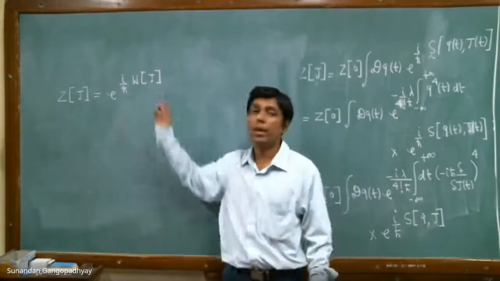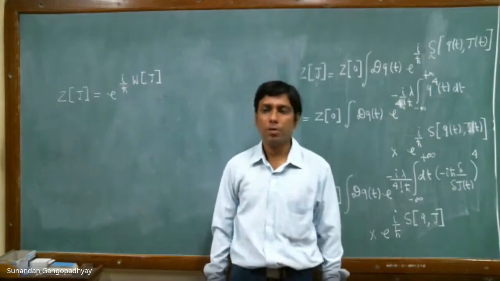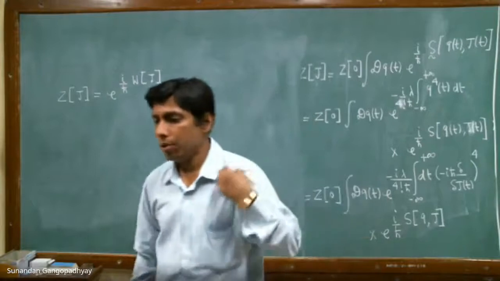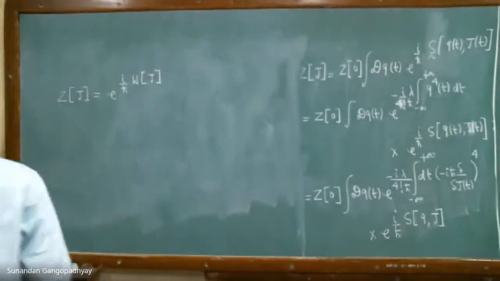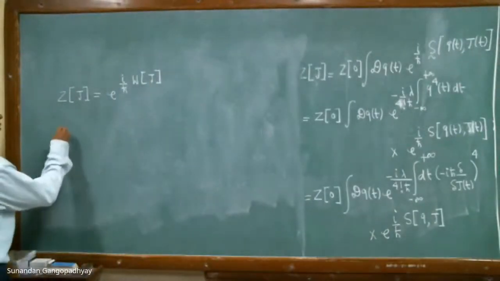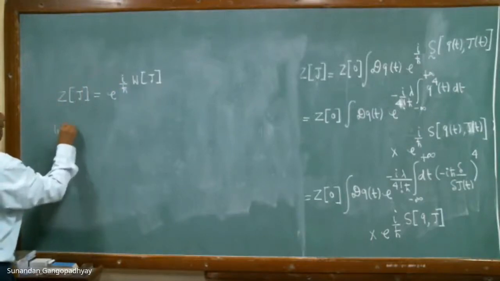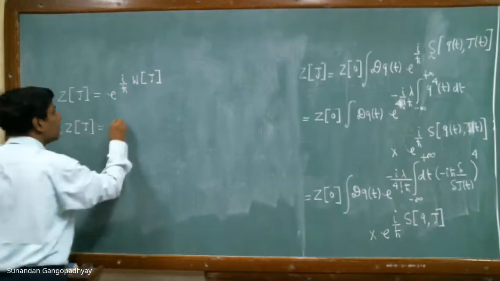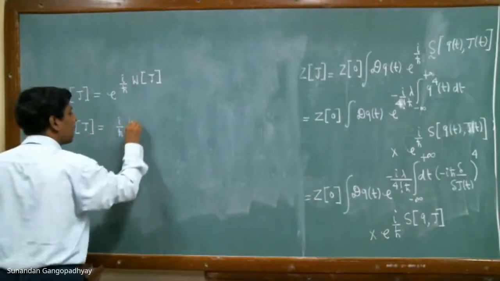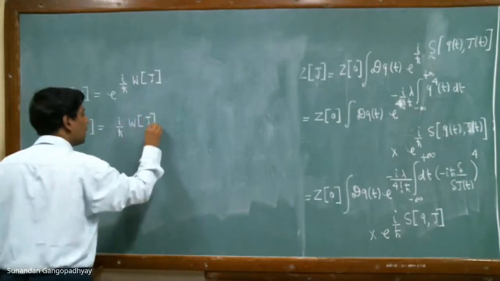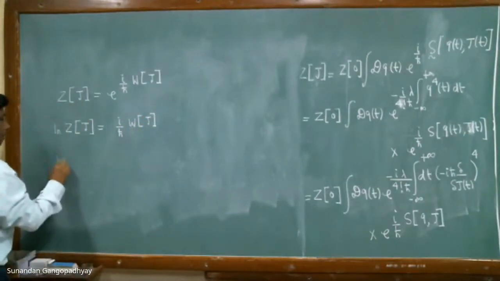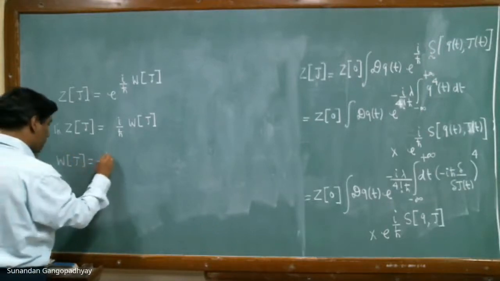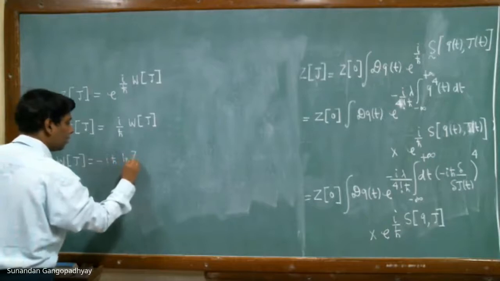And this is called the Schwinger functional in the presence of an external source. So this is what I wanted to introduce, and you can immediately see that if you take a log of this, this will give us i/ħ W[J], and therefore W[J] will be equal to minus iħ log Z.